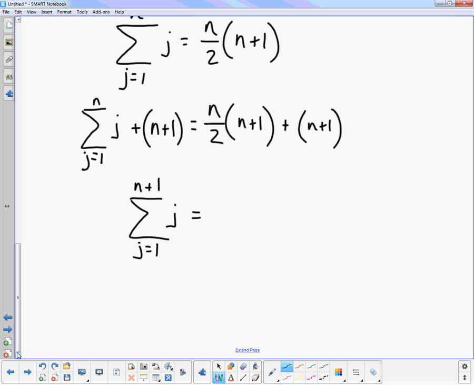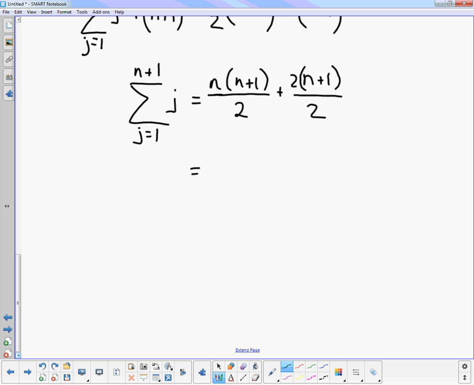Okay? So let's get a common denominator. And maybe this would look better. Right? And now, let's see if we can continue to turn this thing into what we're looking for. Let's do a little algebra. And we can see that this is n squared plus n plus 2n plus 2 all over 2.